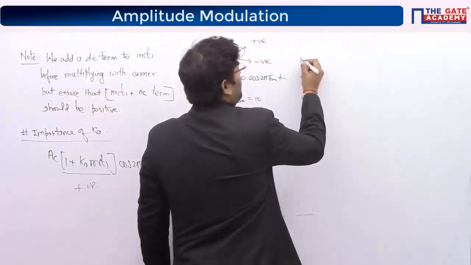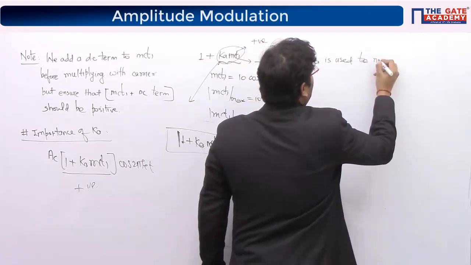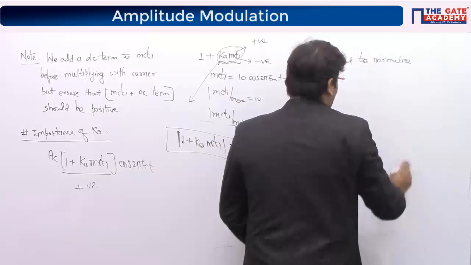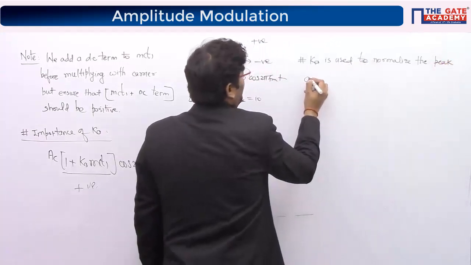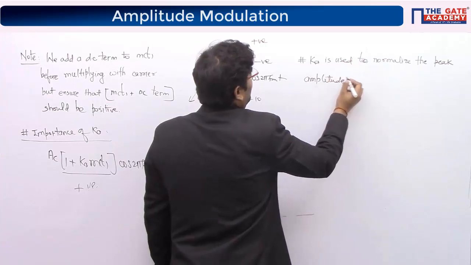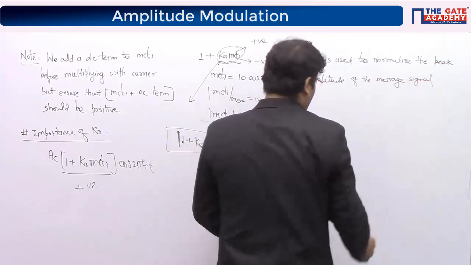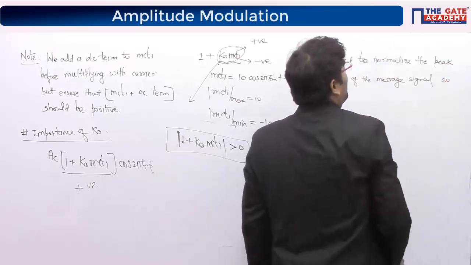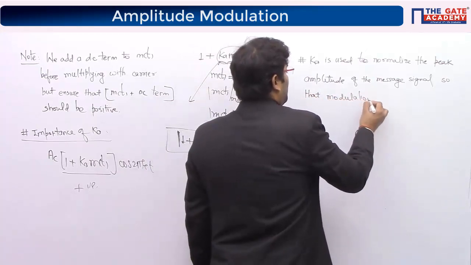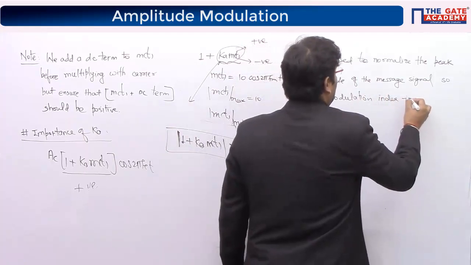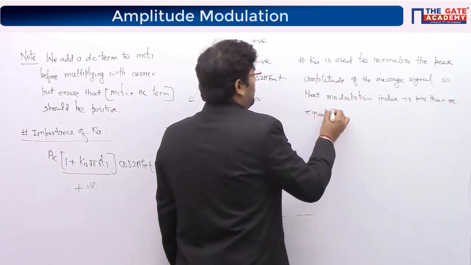So write a note: K is used to normalize the peak amplitude of the message signal, so that the modulation index is less than or equal to 1.